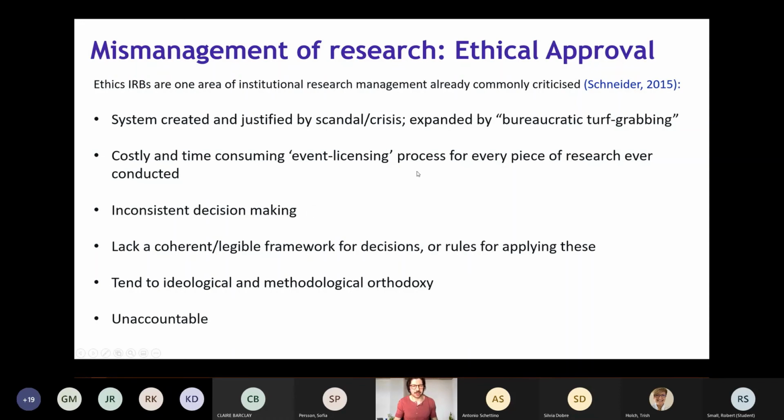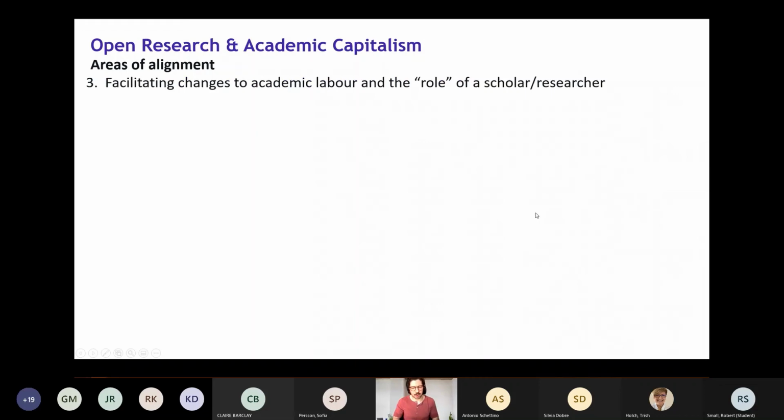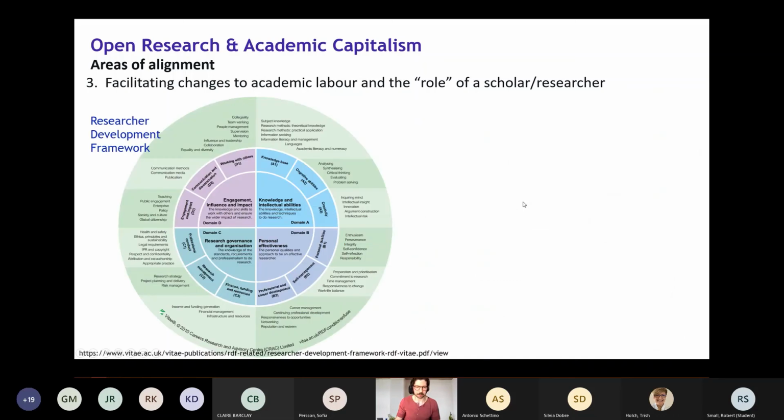And I would say it's not too difficult to imagine in the future, 10 years' time, one university's ham-fisted attempt to manage open research suffering from all of these types of problem. And my final point then is a bit more speculative, but about how open research might facilitate changes to academic labour and the role of a researcher.